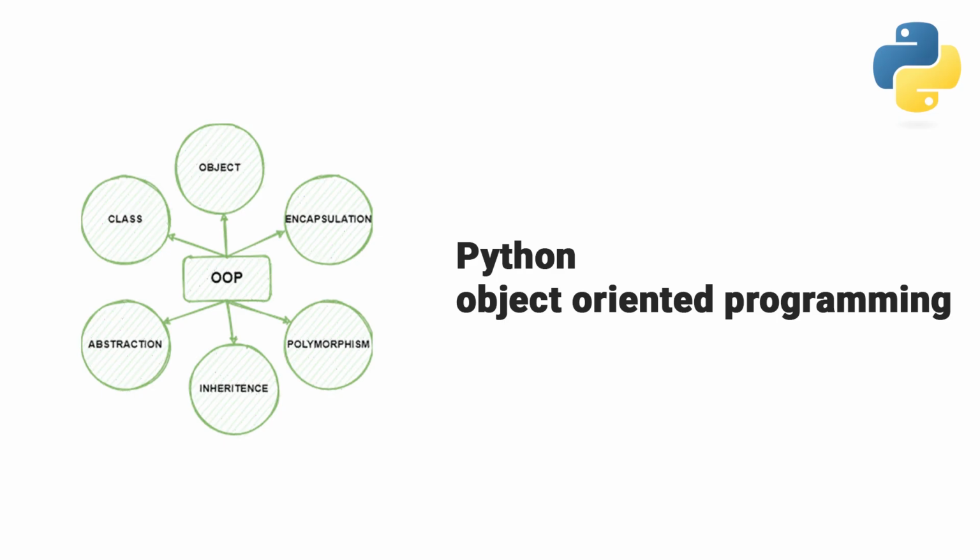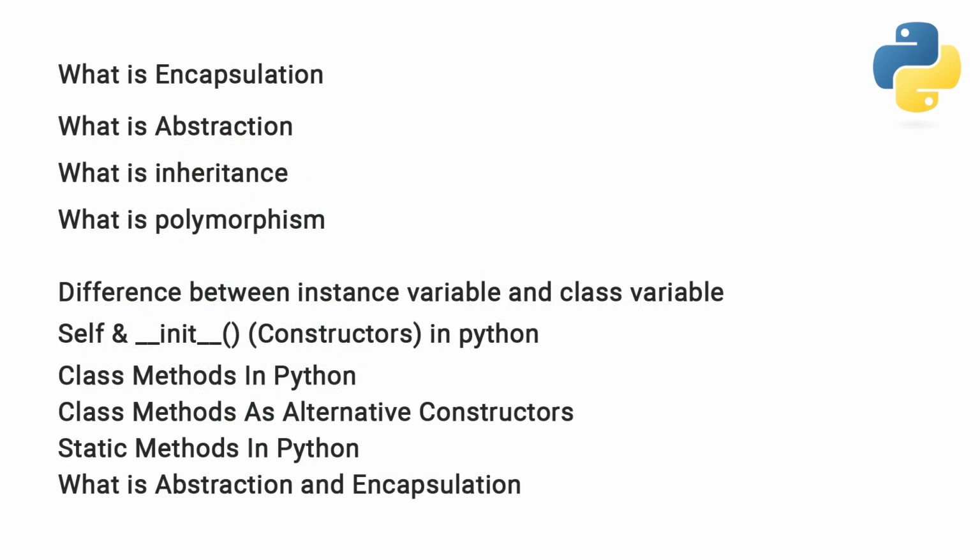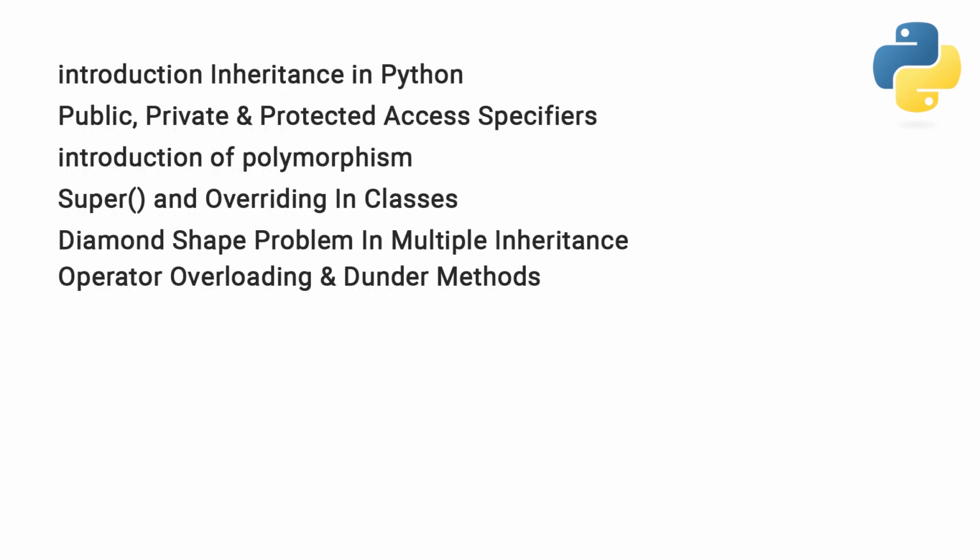In this course, I'm going to cover all the concepts related to object-oriented programming: classes, objects, encapsulation, polymorphism, inheritance, abstraction, etc. And these are all the topics that I'm going to cover in this tutorial series. We are going to learn what is the difference between instance variable and class variable. We are going to learn about self and init constructors, class method, alternative constructors, all types of inheritance, private, protected and access specifiers, super and overriding classes, diamond shape problems, etc.